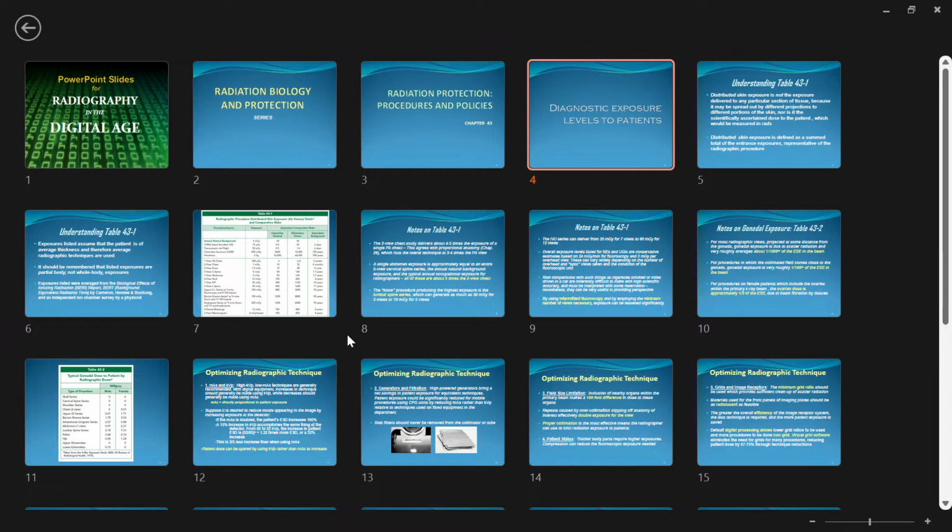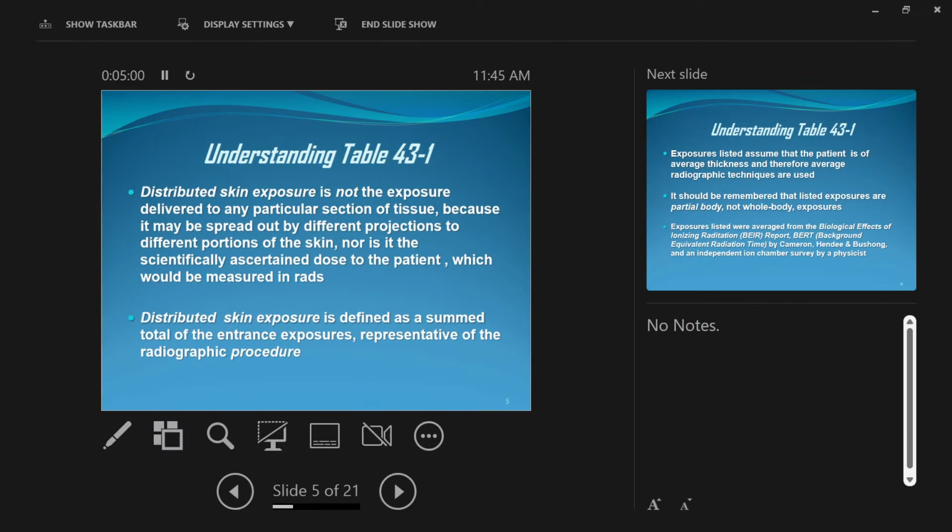First off, a couple of disclaimers before getting into looking at the tables. These tables are going to have the actual exposure levels in them. So let me define and clear up some things. Ask questions if you have them. So this first statement is to say that distributed skin exposure is not the exposure delivered to any particular section of tissue, because it may be spread out by different projections to different portions of the skin.